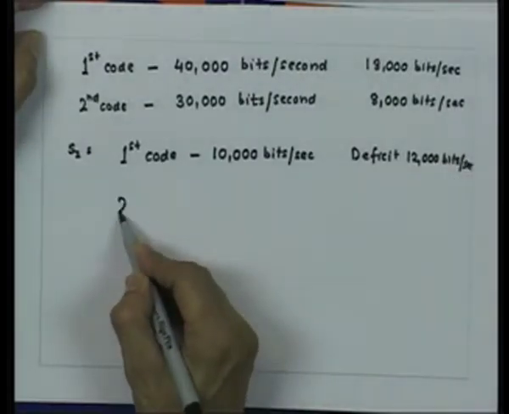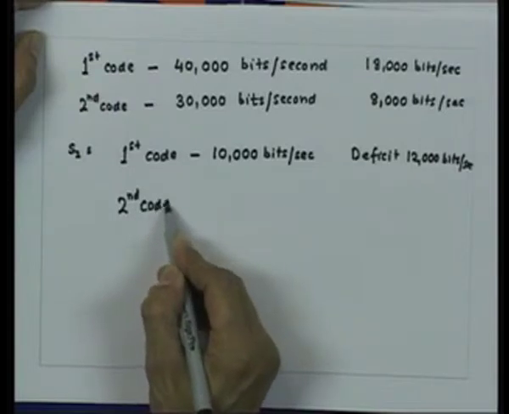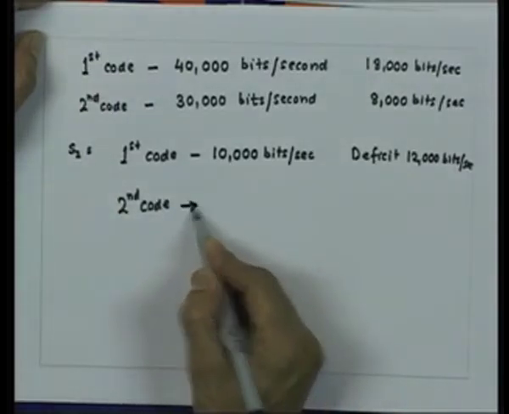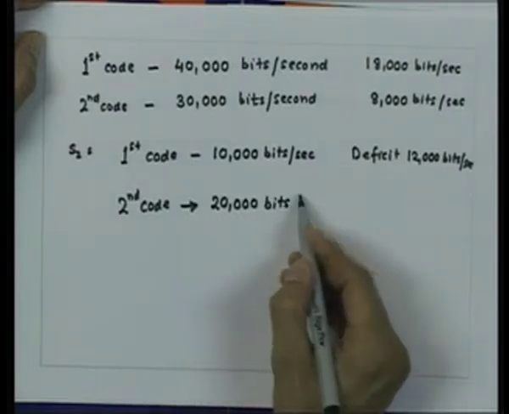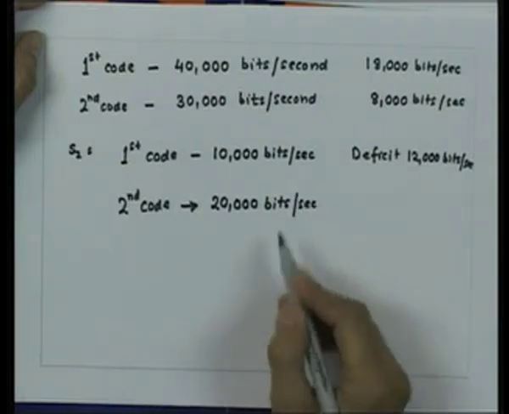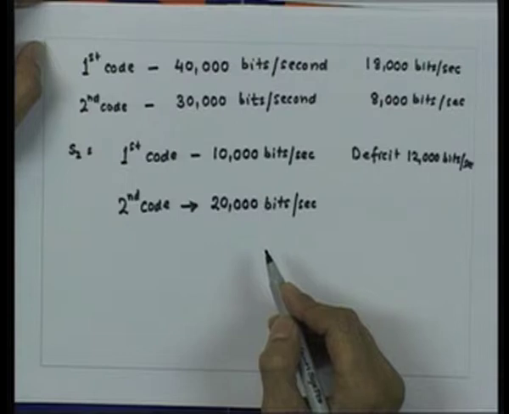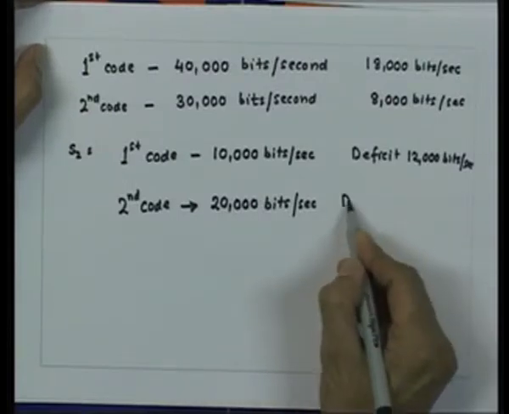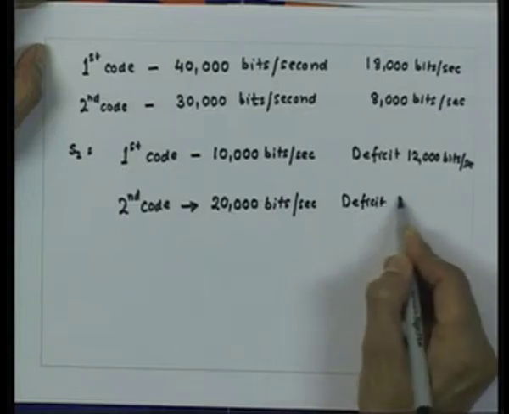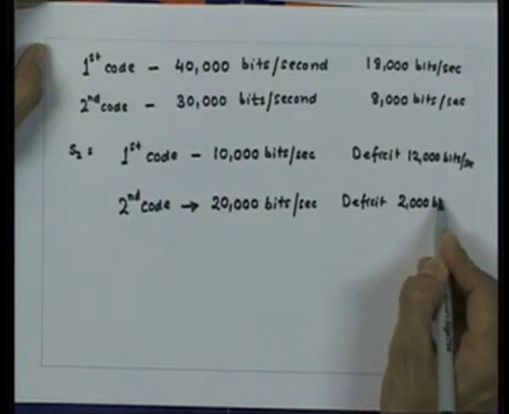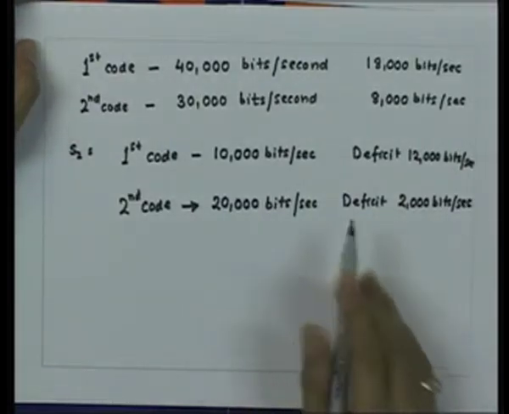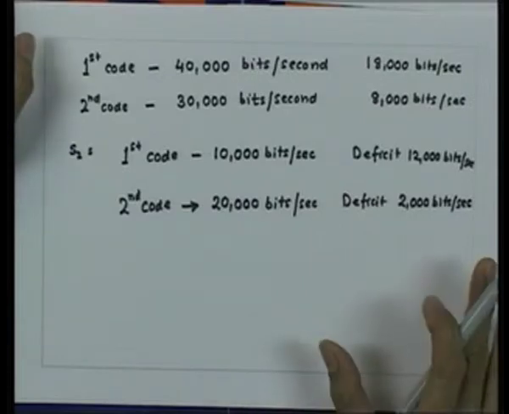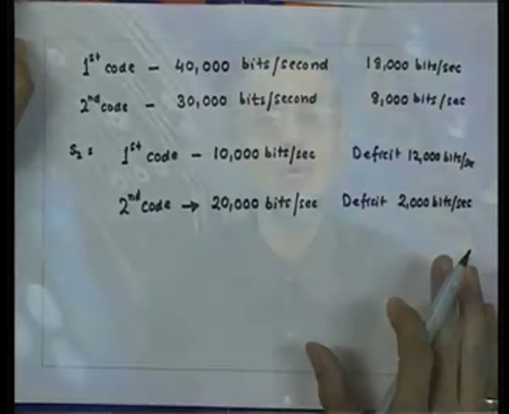But if we use the second code, and again if we have the sequence of S2s, then on the channel we will have 20,000 bits per second, and since the channel is expecting 22,000 bits per second, somehow the channel has to make up for the deficit of 2,000 bits per second. So, looking at this example, it is reasonable to say that we should use the second code instead of the first code.